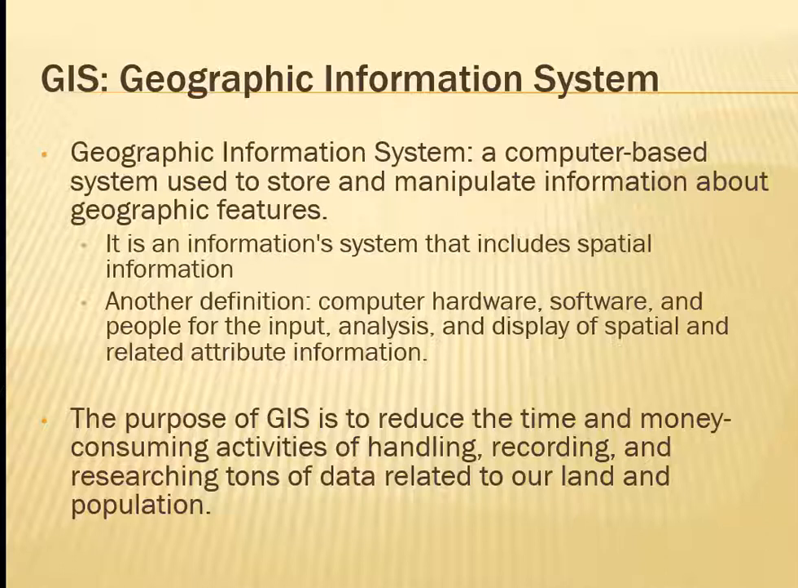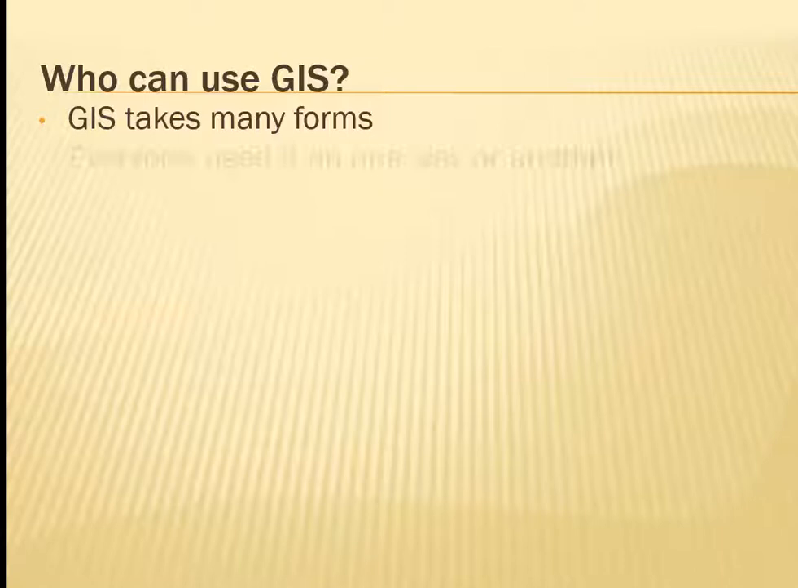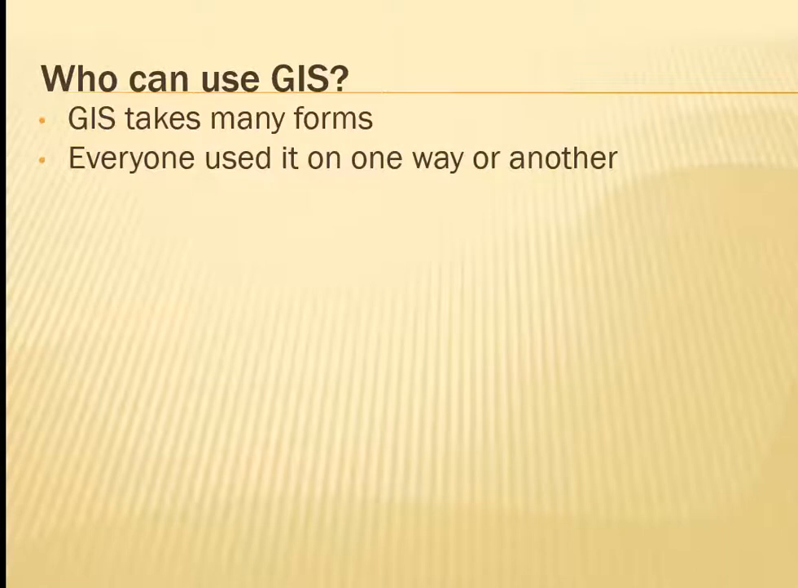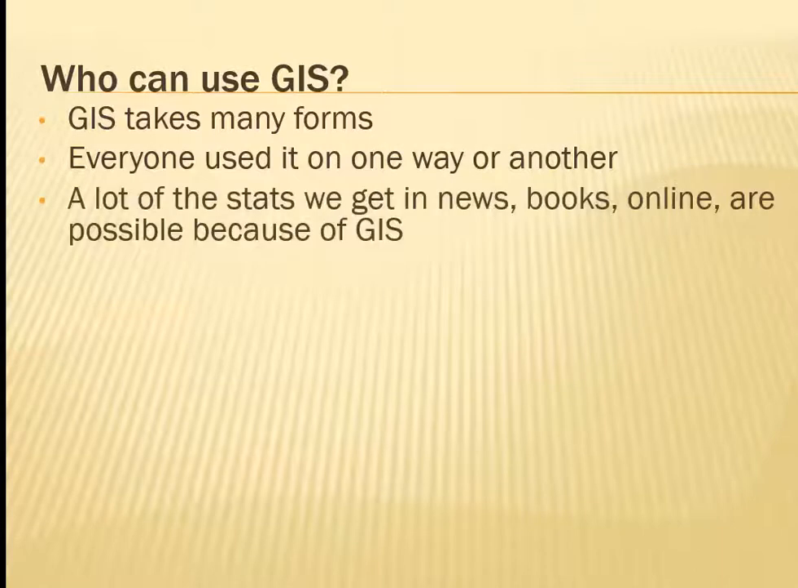The purpose of GIS is to reduce the time and money consuming activities of handling, recording, and researching tons of data related to our land and population. So there has been tons and tons of money spent doing this, and it keeps growing, so it's not going to stop. But the more data we have, the easier it is to use, the more we can do with it. So who can use GIS? GIS takes many forms. Everybody has used it in one way or another. A lot of stats we get in news, books, and online are possible because of GIS.